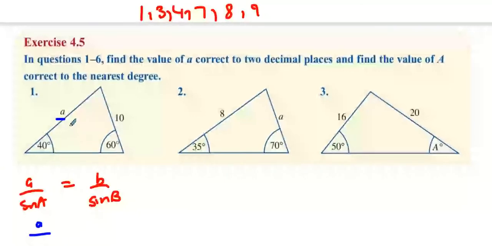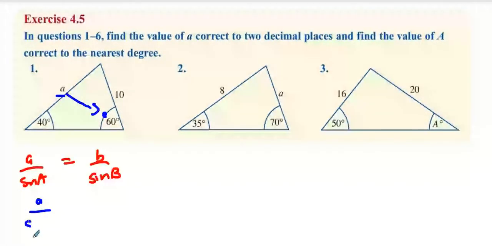Whatever angle looks at the side a is big A, so I have to make this sine 60. Then pick any other side in the triangle. 10 is the other side we know. Then lean across and you have 10 divided by sine 40. Now you're in a cross multiplication situation, where you want to get a on its own.